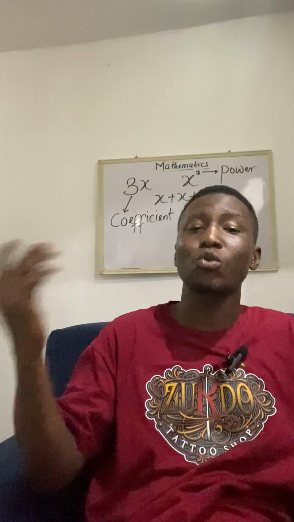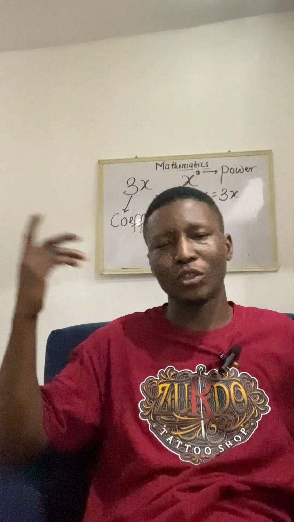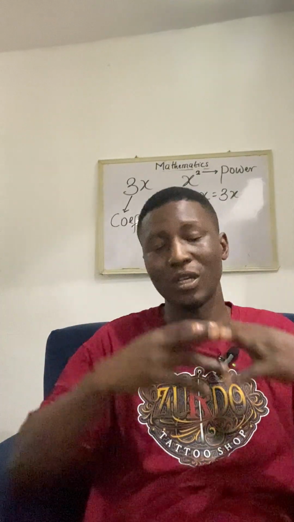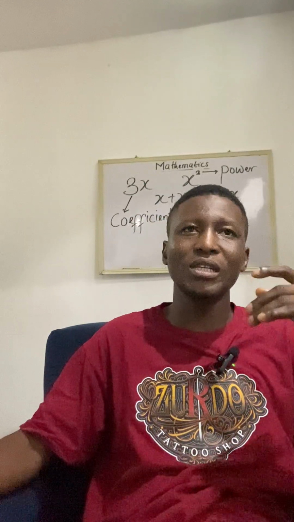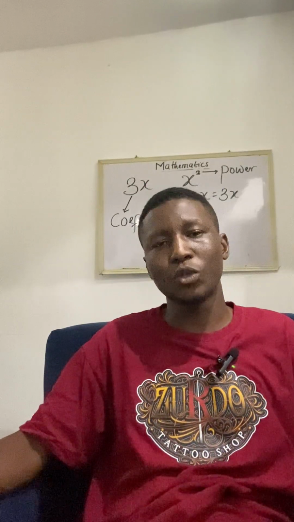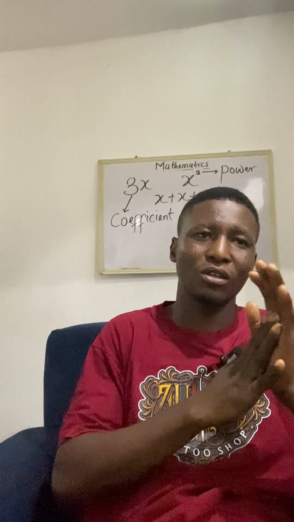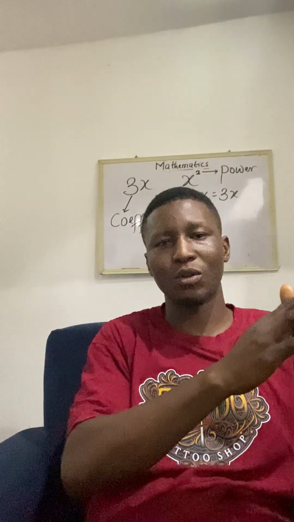At times you can have your coefficient as a fraction. For example, 1 over 2 x. That 1 over 2 is the coefficient of x. So I believe with this little explanation, you all should be able to differentiate between a coefficient and a power, and you know what brings about a coefficient and what brings about a power.